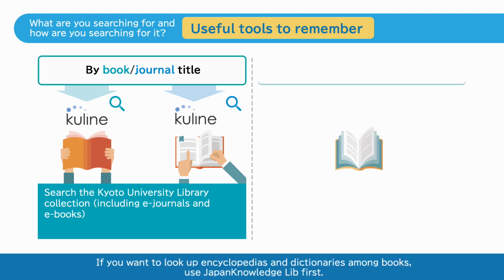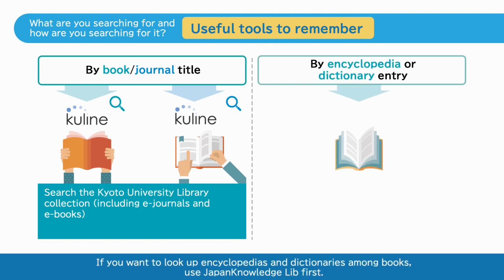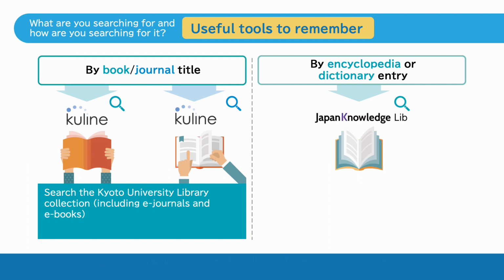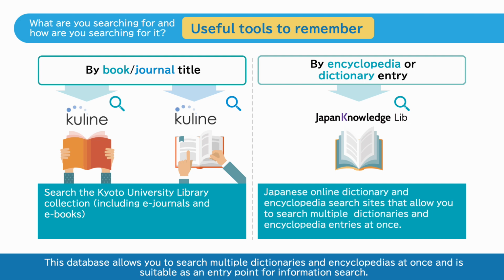If you want to look up encyclopedias and dictionaries among books, use Japan Knowledge Lib first. This database allows you to search multiple dictionaries and encyclopedias at once and is suitable as an entry point for information search.